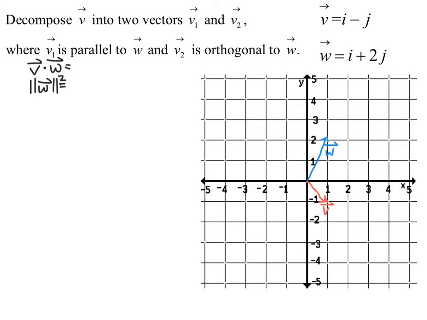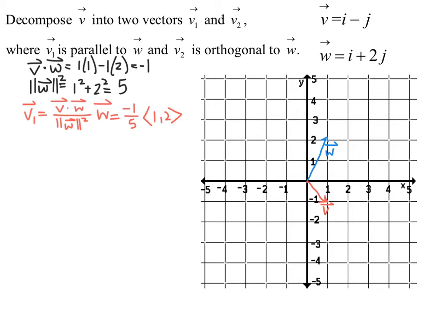And we want to split vector v up into two vectors, v sub 1 and v sub 2, where v sub 1 is going to be parallel to vector w, and v sub 2 is going to be orthogonal or perpendicular to vector w. So first we need to find v dot w and the magnitude of w squared. So go ahead and pause the video and try that. So v dot w ends up being -1, and the magnitude of w squared ends up being 5.